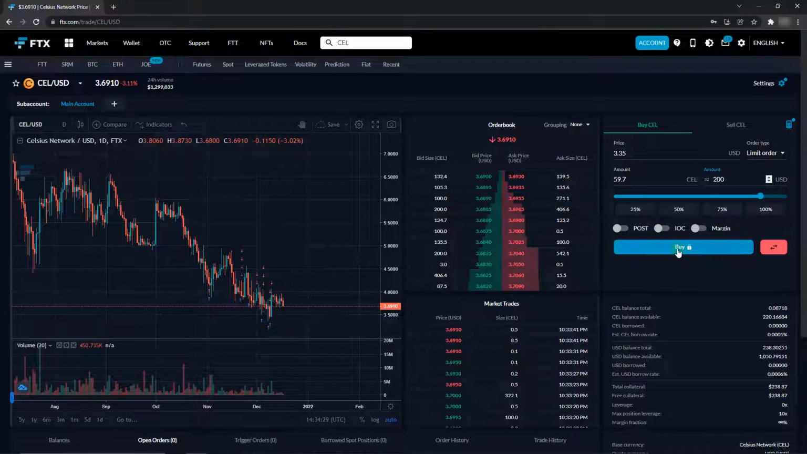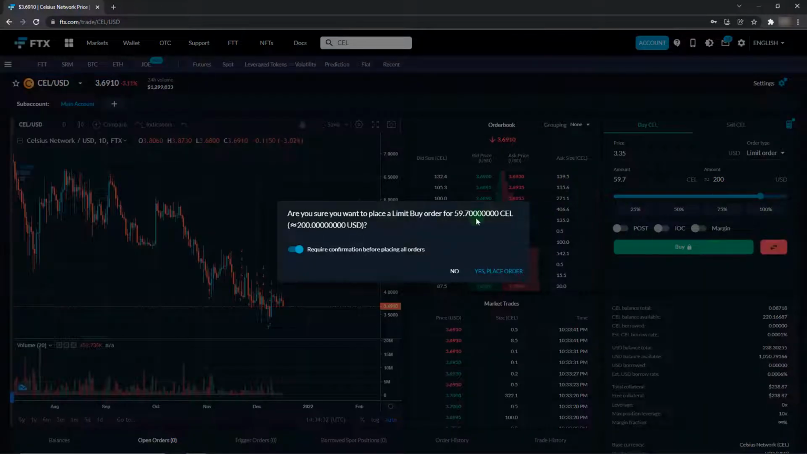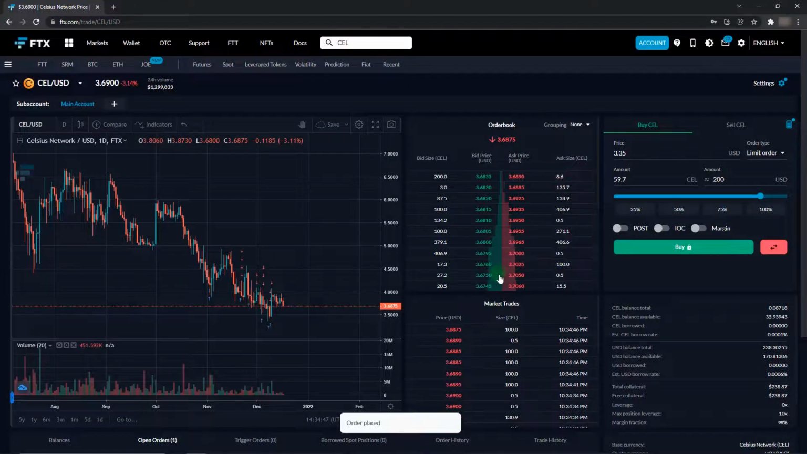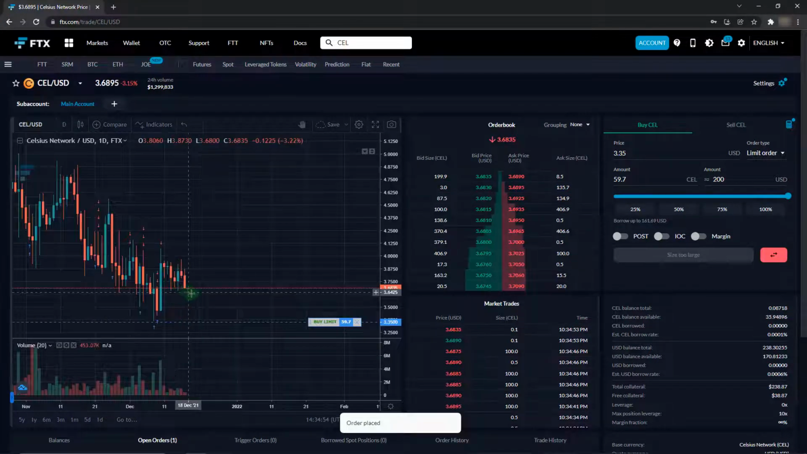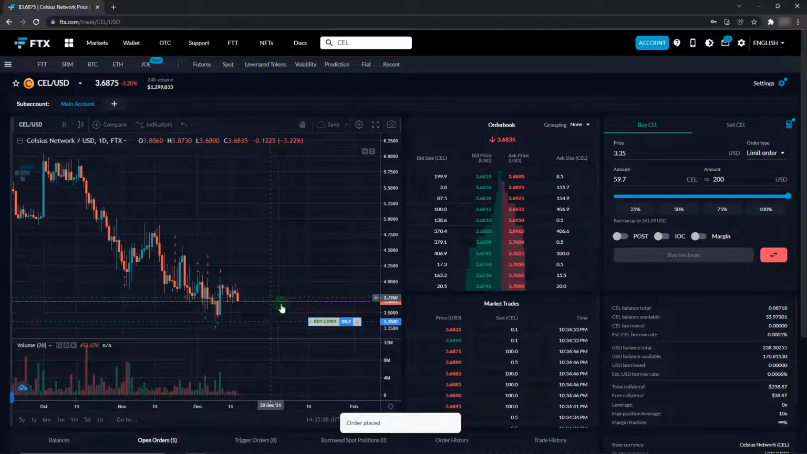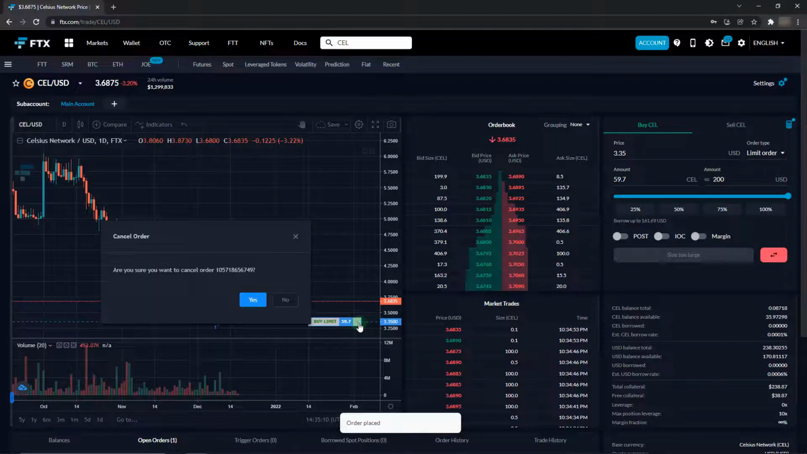And you can click on this buy button and it's just going to do a quick check to make sure that this is exactly what you intend to do. So I'm going to place my order like this, and as you can see, my limit order now got placed, and as soon as it hits this price and assuming that there is sufficient volume, my order is going to get filled.